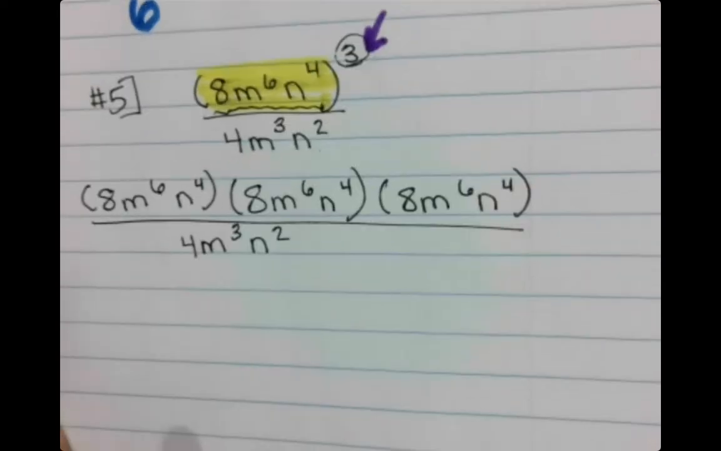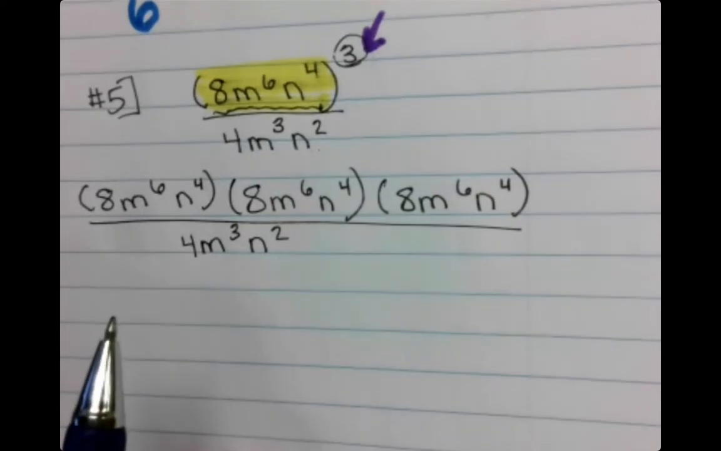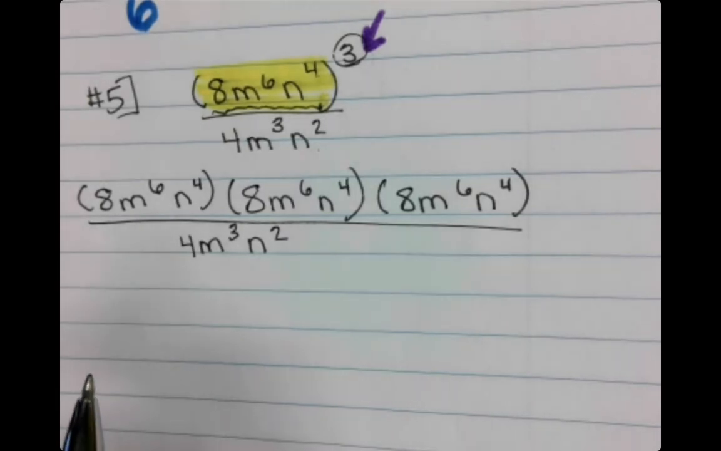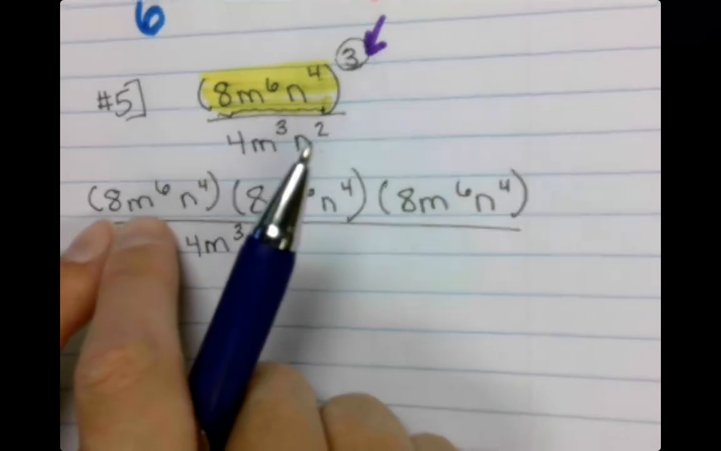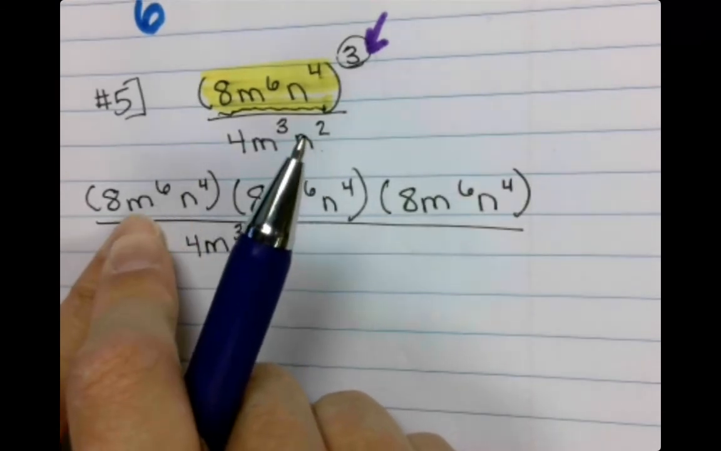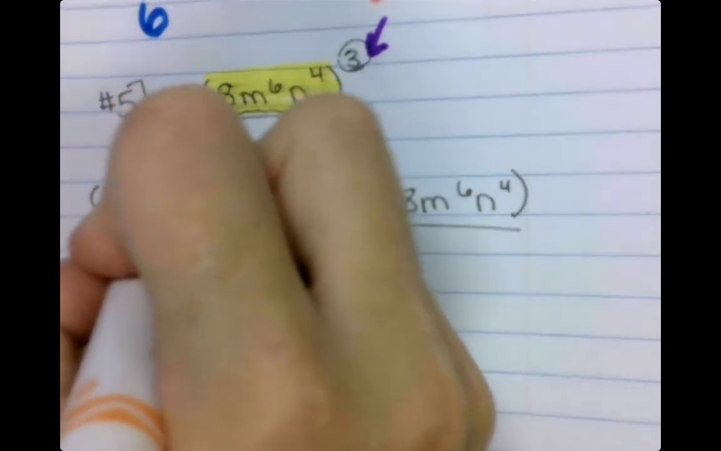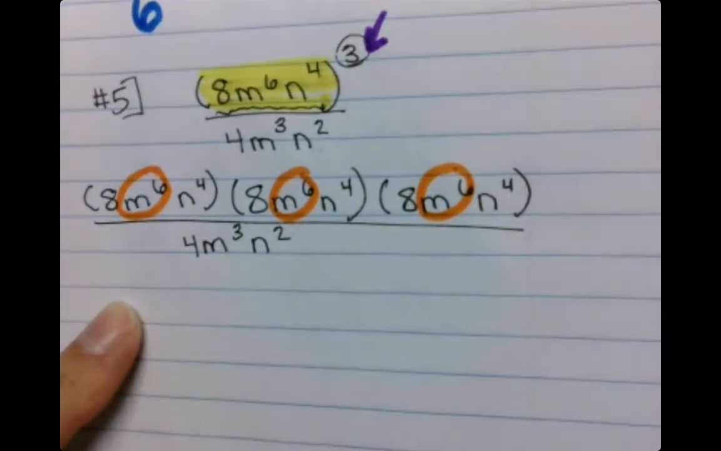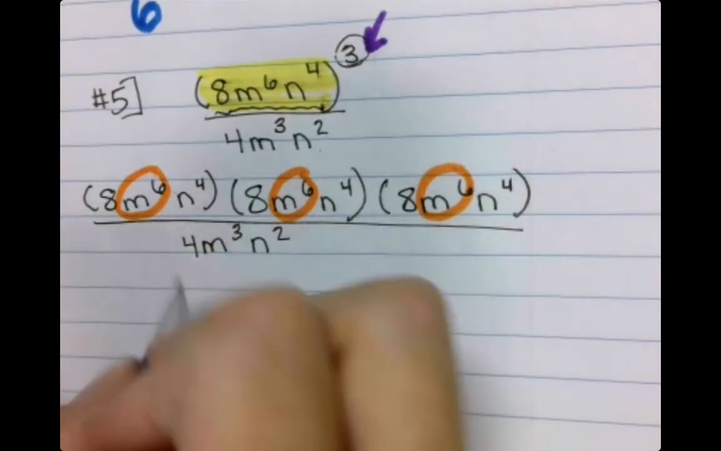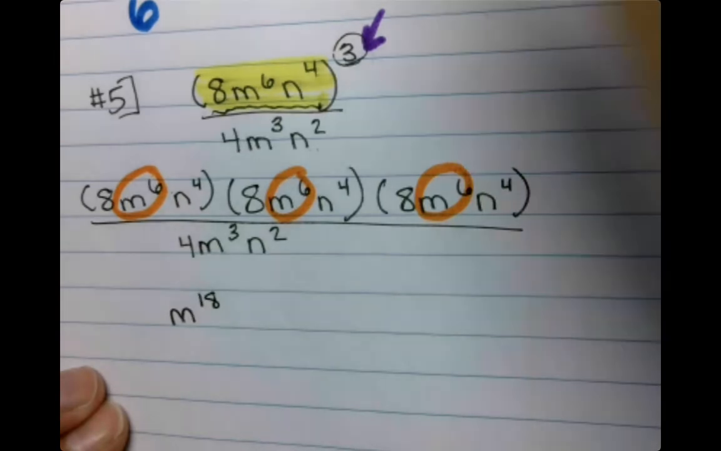Okay, so to do that, we're going to do exactly like we would do our product rule, which is how we did the very first two problems. So this right here, if we look at m's first, this would be 6 m's, another 6 m's, and another 6 m's for a total of 6, 12, 18 m's. So m to the 18.